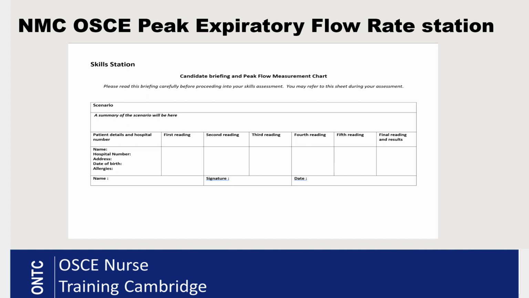So coming to the recording chart, I want to show you what it looks like. There is a space for your scenario, your patient details, any allergy status, and then you've got 5 columns there for 5 readings, but you're not going to do 5. They only ask you to do 3 readings in your exam. So you're going to do reading 1, reading 2, reading 3, and in the final reading column you're going to add the highest of the 3 readings. I will show you a copy of the completed one at the end of this station. So let's get started.